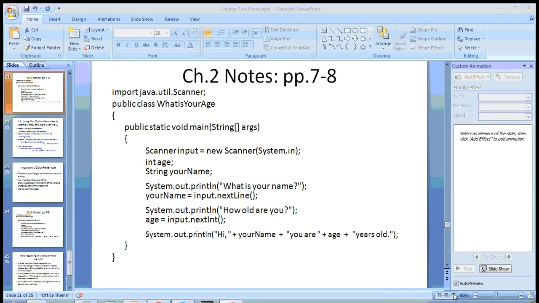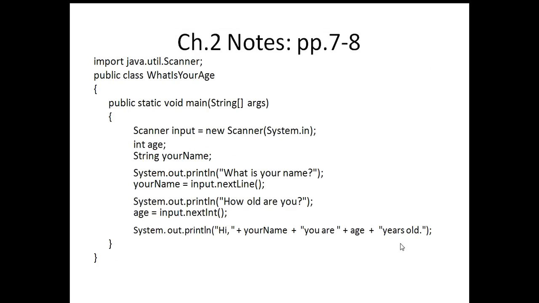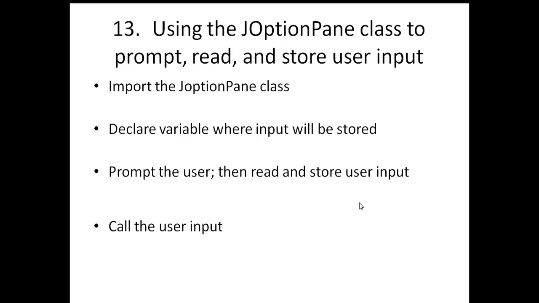So let's move on to the JOptionPane. JOptionPane is going to allow us to do the exact same thing, only in dialog boxes. So we'll be using dialog boxes instead of just a regular Scanner class or print statements. So using the JOptionPane class to prompt, read, and store user input is what we're dealing with here.